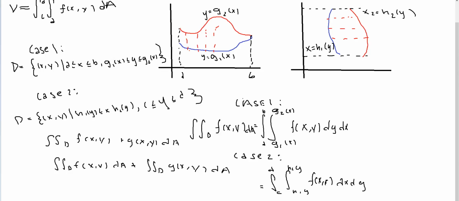Additionally, if we have a constant, like all integrals, we can pull out the constant on the outside and say we just want to integrate the function with respect to dA. So that is it for double integrals over a general region.